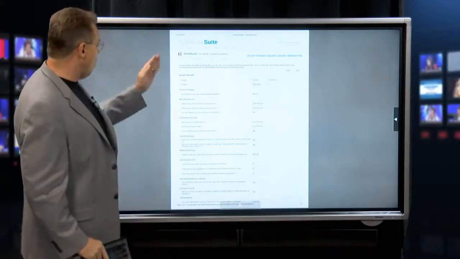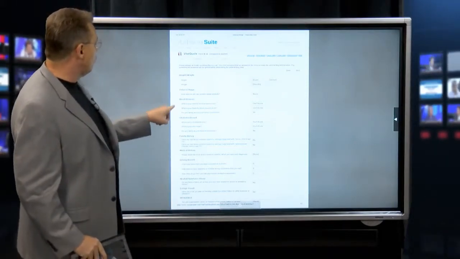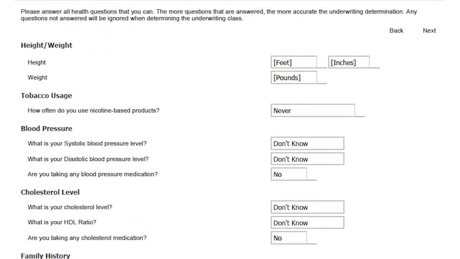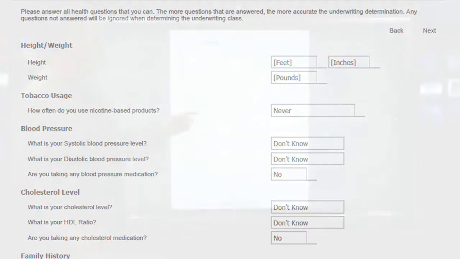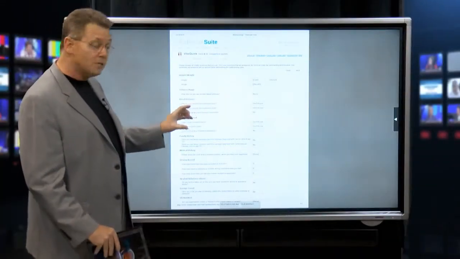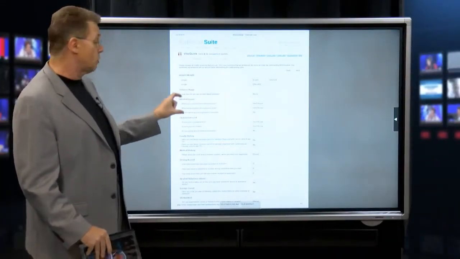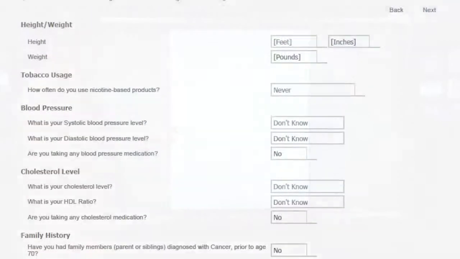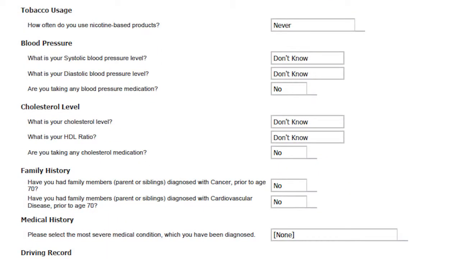So I'm going to go through all the questions in here, like, what is your systolic blood pressure level? Are you taking any medication? If you say yes, it'll drop down and open up a box and you'll be able to put the medication they're taking. And then the cholesterol level. What is your cholesterol level? What is your HDL level? And are you taking any cholesterol meds?